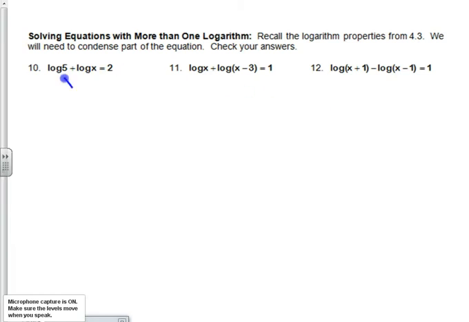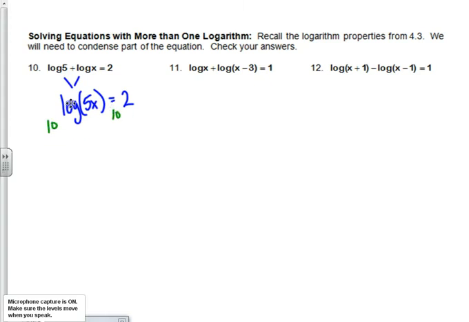So here, log of 5, common log of 5 plus common log of x, if I bring that together using my exponent properties, I have the common log of 5 times x, or 5x, equals 2. Now remember, we're exponentiating, and he's secretly a base 10. So what I'm going to exponentiate with is a base of 10.